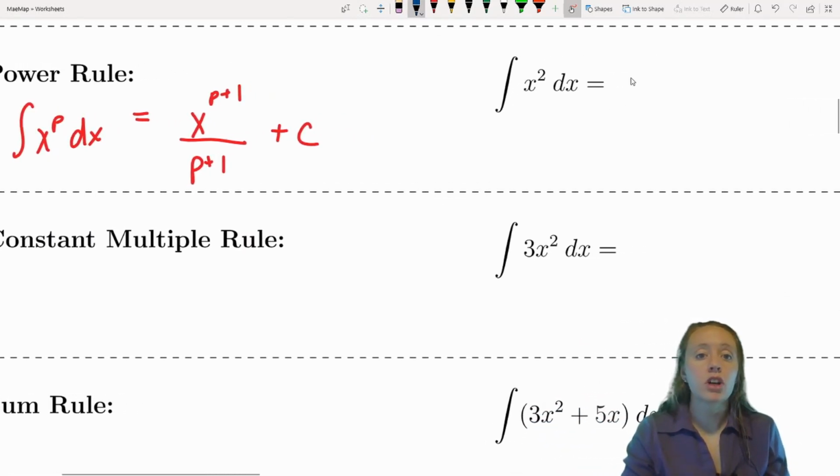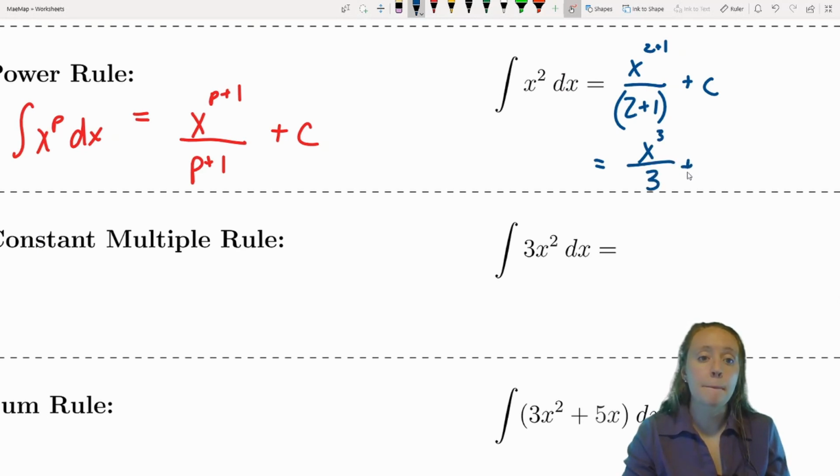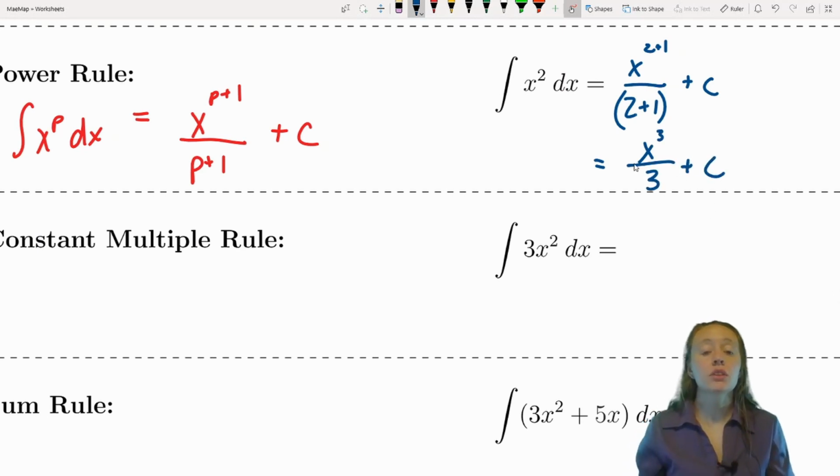So x squared goes to x to the 2 plus 1 over 2 plus 1, and don't forget that plus c. So this is equal to x cubed over 3 plus c. That's our solution for integrating x squared with respect to x. Now, do a quick double check, especially when you're still getting used to taking the antiderivative, and I tend to do it a lot of times just in my head.